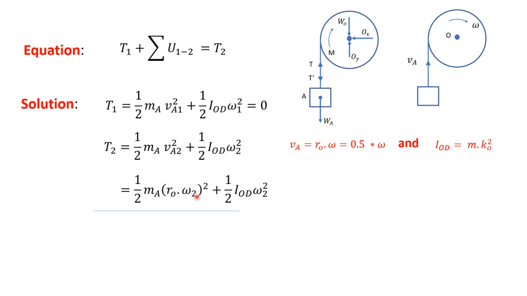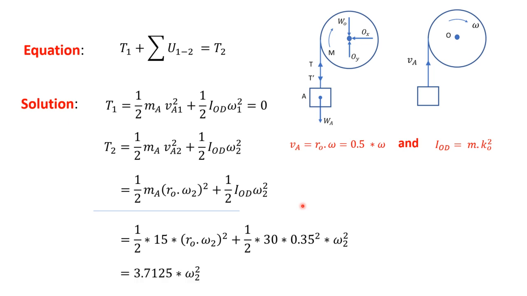And here I know the radius, but I don't know what omega is. I know the MA, so I can substitute this in. And now the equation, by substituting the values, is going to be this way. And then to find the answer, we say that T2 is equal to 3.7125 omega square, or omega 2 square.